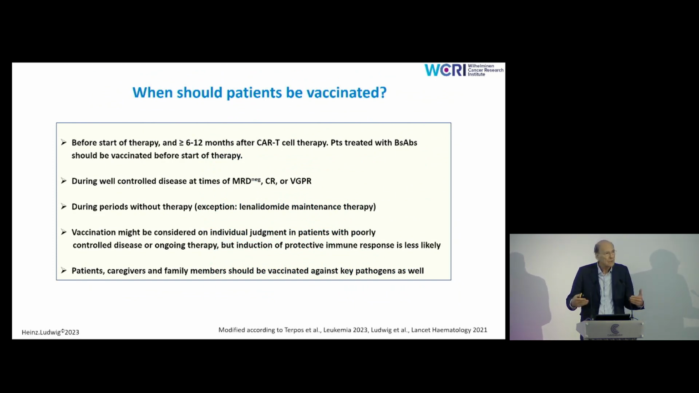Actually, we should vaccinate our patients during MGUS or smoldering myeloma status. That is the best, of course, or before therapy, before aggressive therapy. If this is not possible because the patient already has a long-standing history of myeloma, then during phases of well-controlled disease in remission, during periods without therapy. If the patient is on lenalidomide maintenance, there are limited data that it may even augment the immune response. But this is very weak evidence.